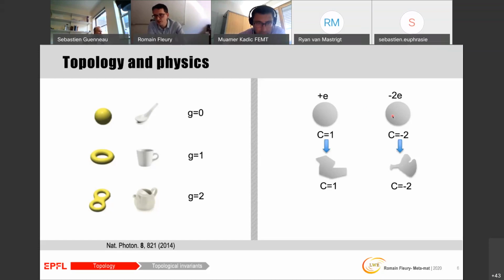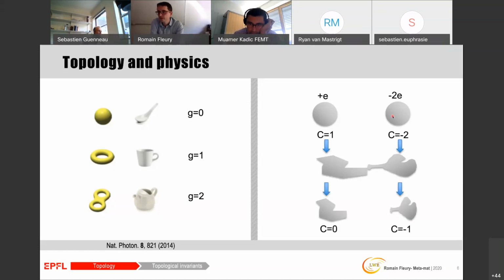They can only change if we go through a discontinuous transformation of this pair of objects in which it's no longer a pair of objects. So if they touch each other at some point, then they can exchange the electrical charges and the invariant can change. It's only with this discontinuous transformation. So this is really the nature of topological invariants. Of course, this is a very simple example, but I will show you in a minute that the bands in a band structure of a periodic material behave just in the same way.